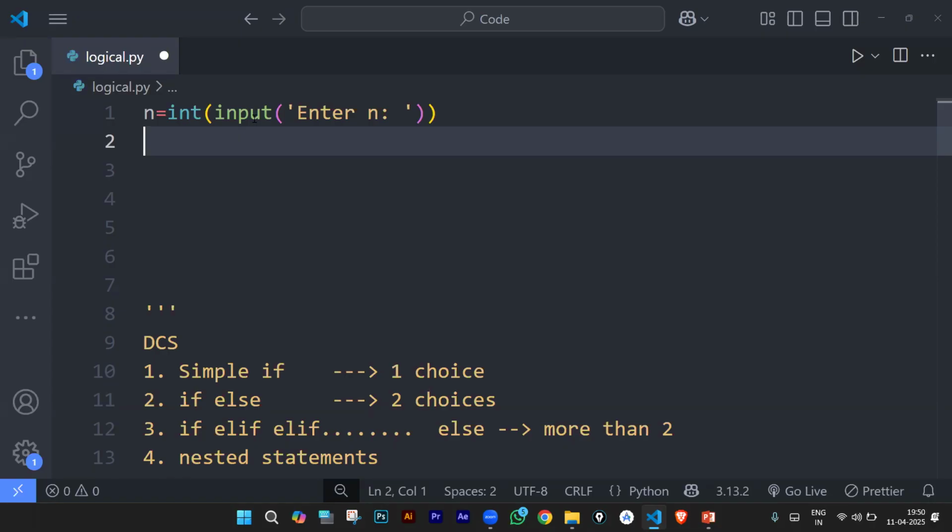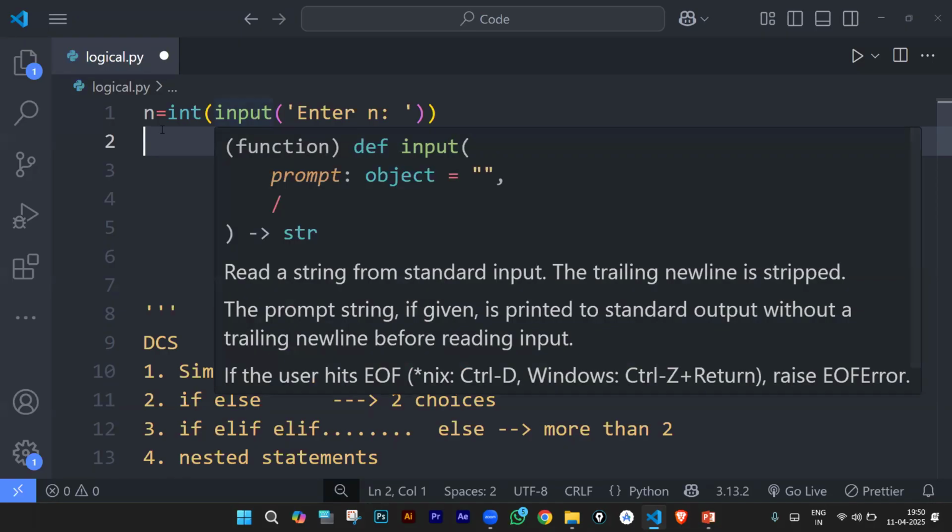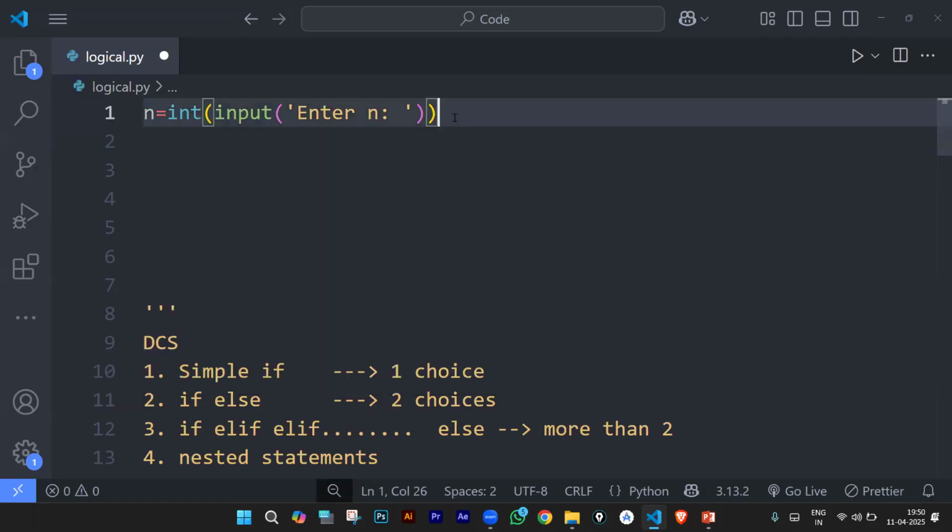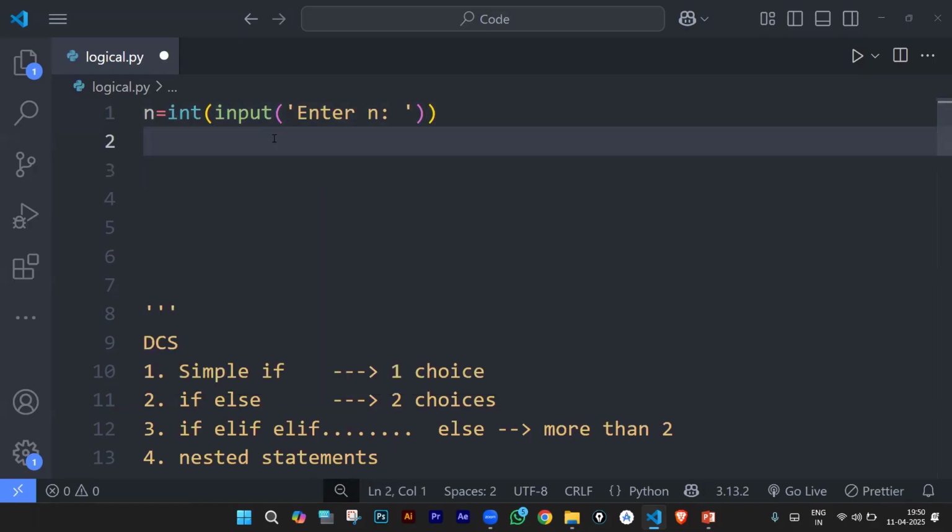Now we have taken n. What I want to do is check if n is an even number. Can you tell me how you were able to say a number is even or odd earlier? Yes, that is correct. What was the logic behind it? At a fundamental level, what are even numbers? What are odd numbers?